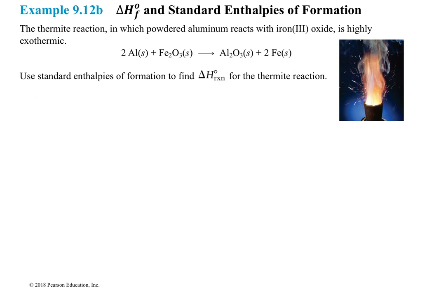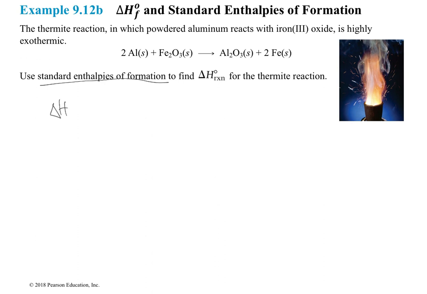Let's do another one. I have the thermite reaction, which is aluminum plus iron oxide to produce aluminum oxide plus iron. So you're going to want to use the enthalpy of formation in your textbook. This is in the back of the book, and I think it's Appendix C. So we'll do products minus reactants.